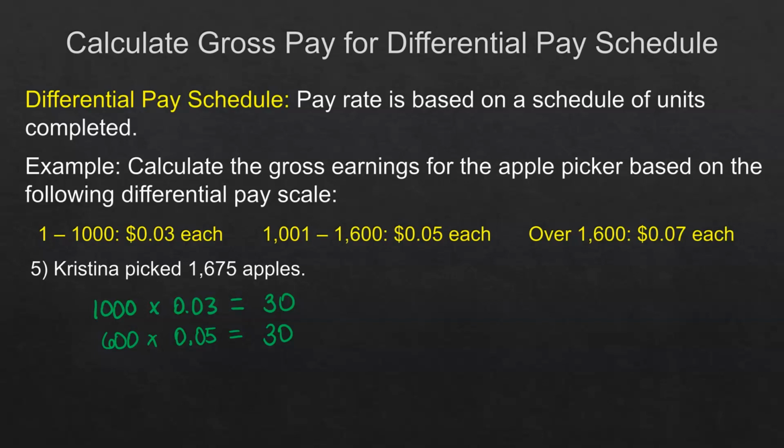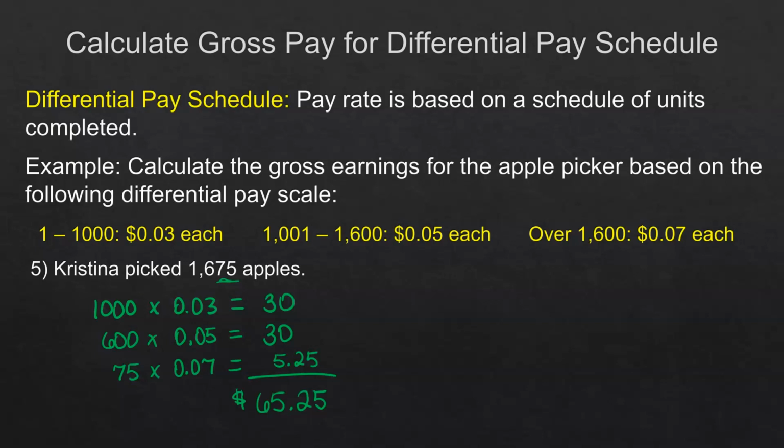And then last, we're up to 1,600, so there's 75 more apples. And the pay has gone up to 7 cents per apple for this part, which is $5.25. And so we have a total of $65.25 for picking those apples.